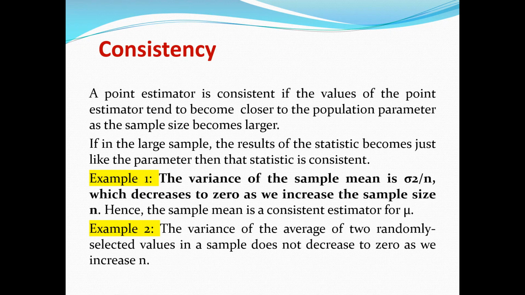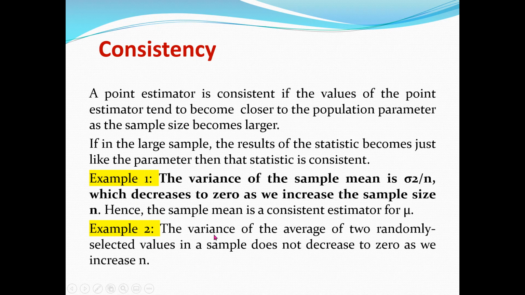Now if the sample size is a very large number, let's say 1 million, then if you divide a number by 1 million, that number is going to be so small that you can say the variation is negligible. In other words, if n is infinity, this number will be 0. So you can say that the sample mean is a consistent estimator.